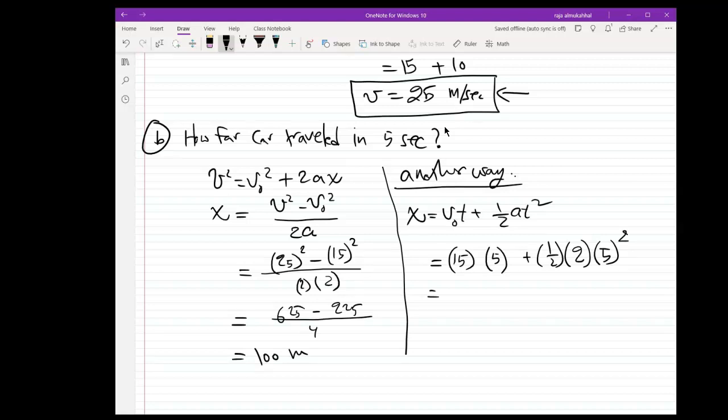So in this case, we have 15 times 5, and that's 75, plus the 2's cancel out here. We end up with 25, and that again is 100 meters. So there we go. I have that the car traveled 100 meters while it was accelerating. You got it? Okay.